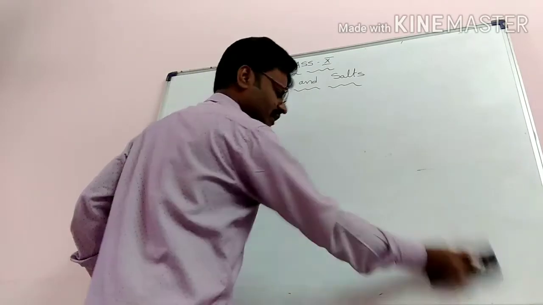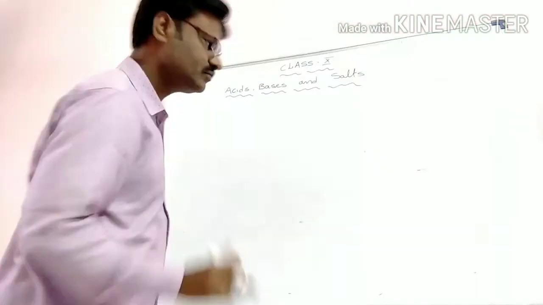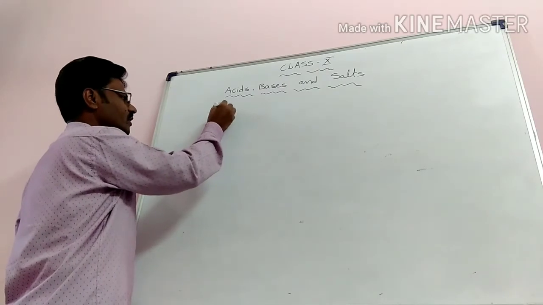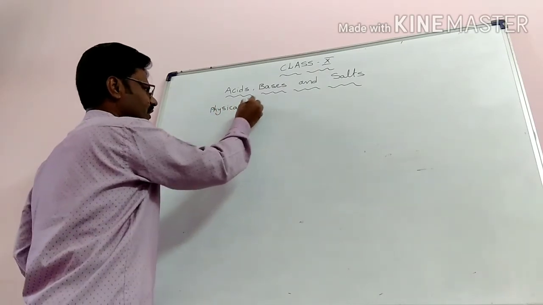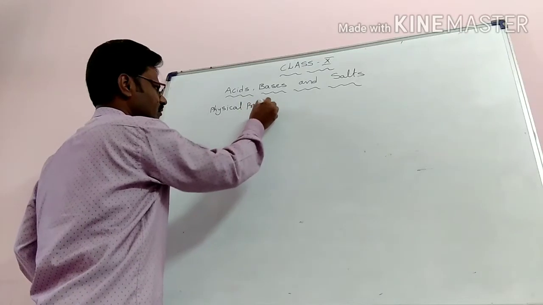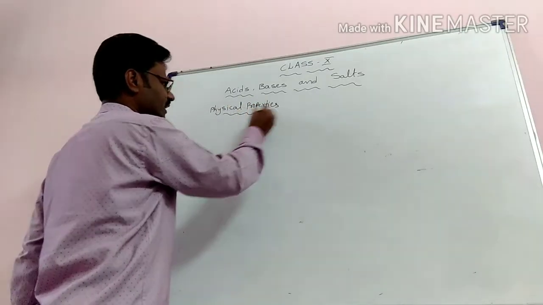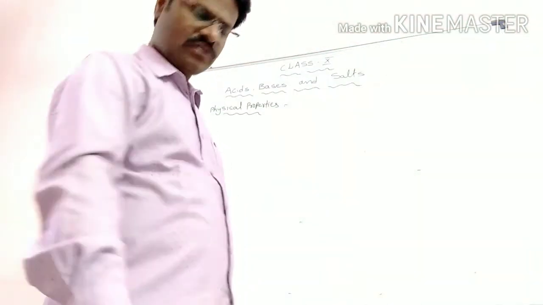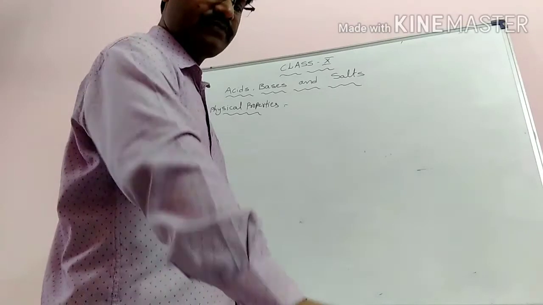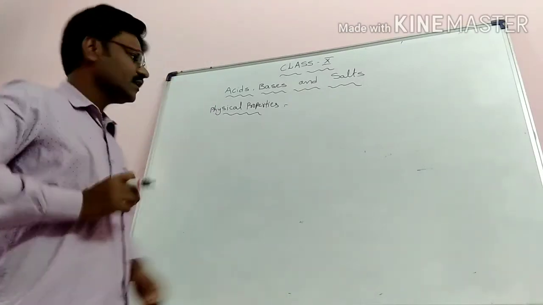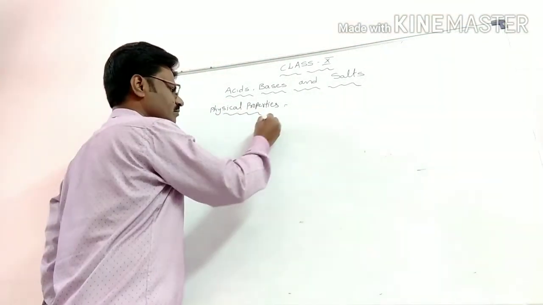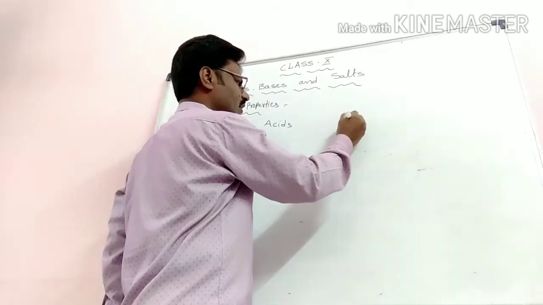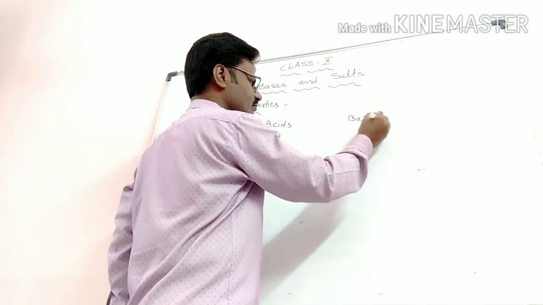What are the physical properties of acids and bases? How can we identify acids and bases? Those are what we call physical properties. So, acids and bases.